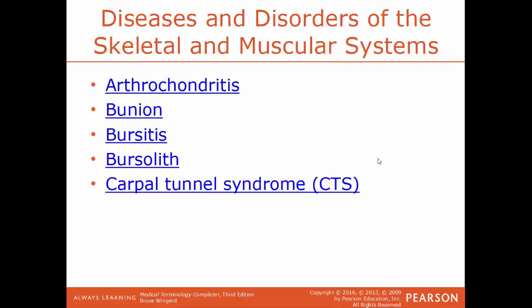Arthrochondritis is the inflammation of a particular type of cartilage called articular cartilage. And this type of cartilage is found on the ends of joints that will help form a joint between bones. And articulation is another word for a joint.